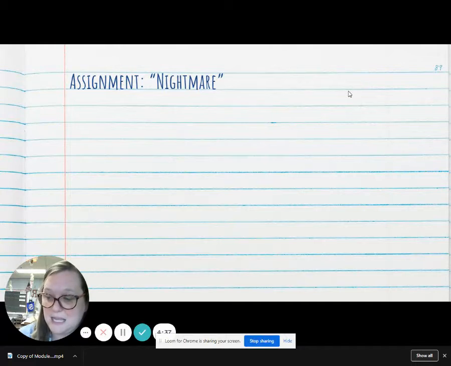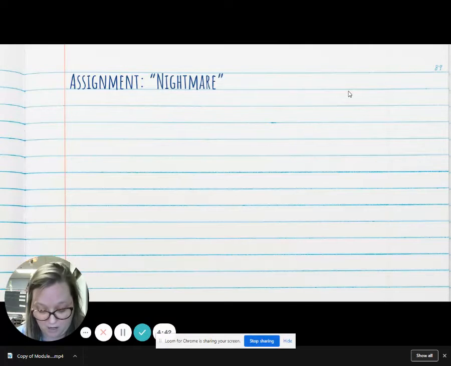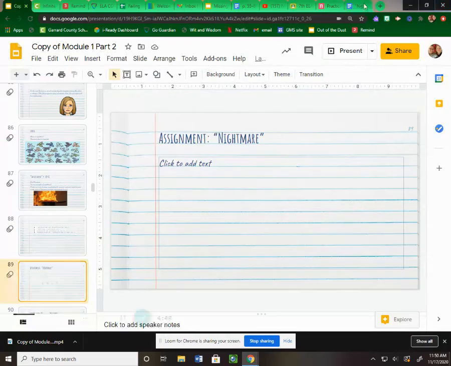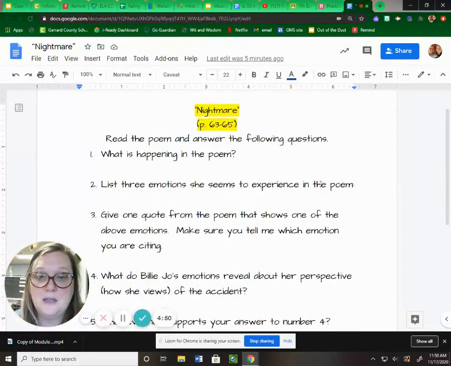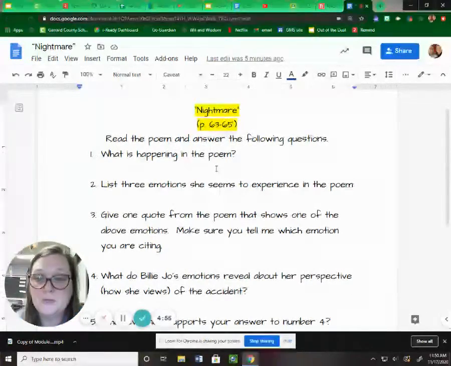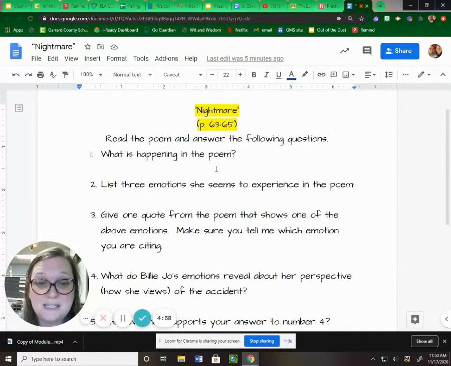So your assignment is to turn to the poem Nightmare, which is just 2 poems over. In the hard copy, it's page 63. You're going to read this poem, and you're going to fill out the document that's been assigned to you. You're going to answer these questions. Number 1, what's happening in the poem? Number 2, list 3 emotions she seems to experience in the poem. Number 3, give one quote from the poem that shows one of the above emotions. Make sure you tell me which emotion you are citing. So if you're using fear, then you need to say fear and then give me the quote to go with it, along with the page number.